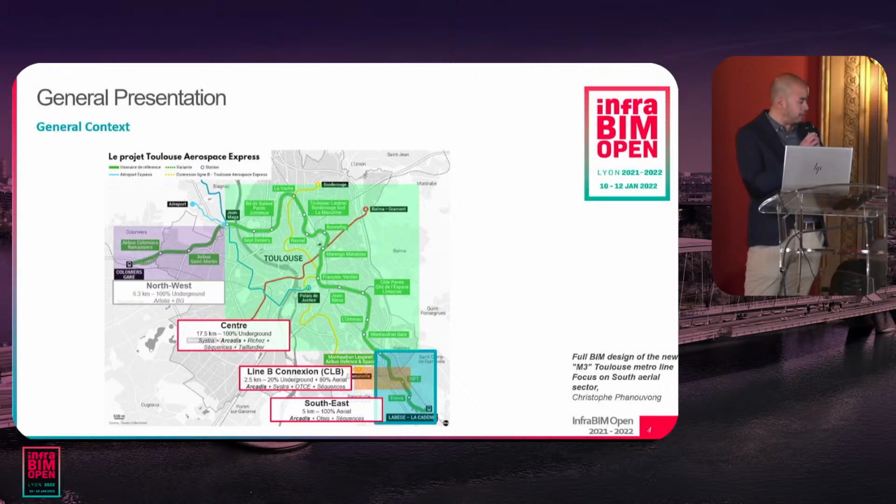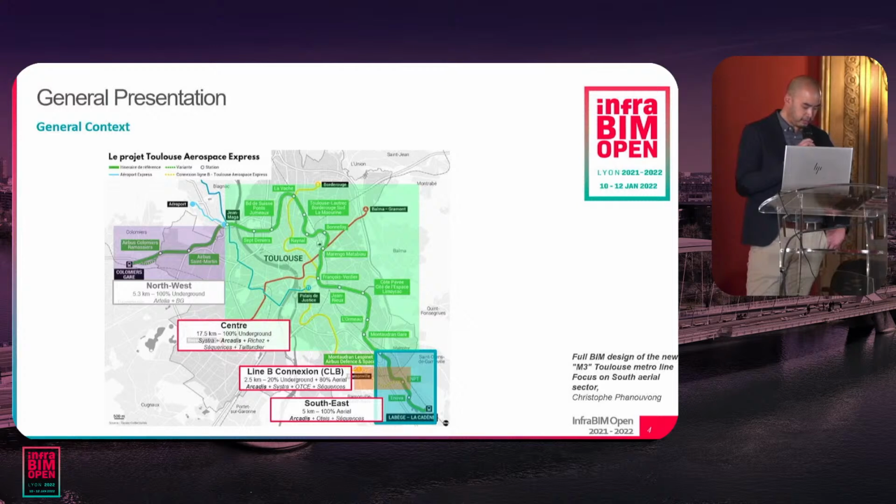Since April 2019, we work in different joint ventures, in different design teams on the project. On the northwest part, there are Artelia and BG. On the center part, we worked with Systra. Systra is the main contractor for the center part, and we work also with 3 other architecture firms.